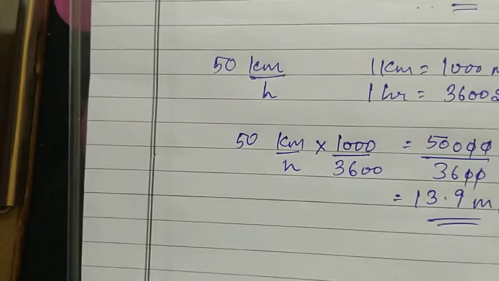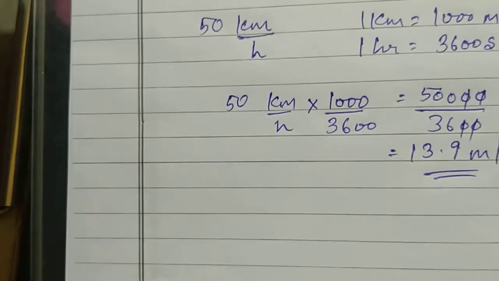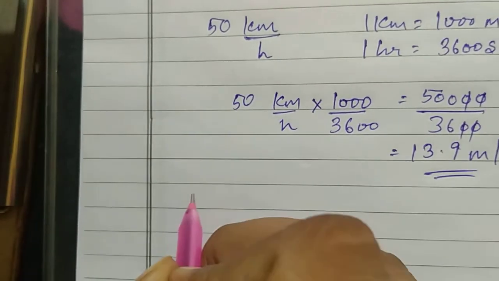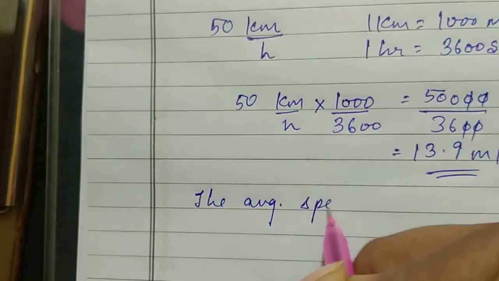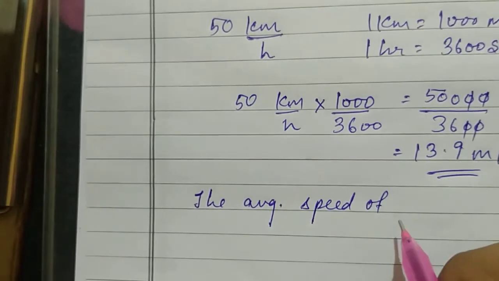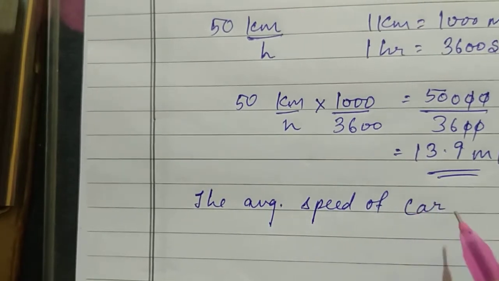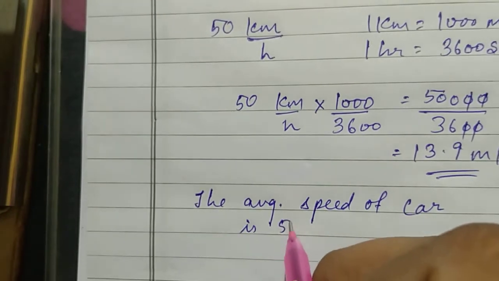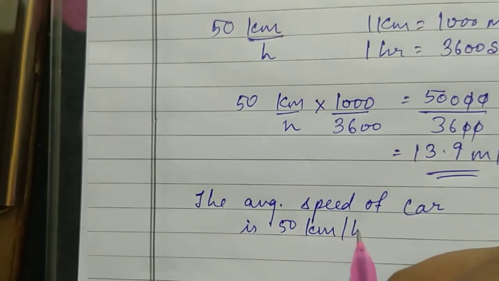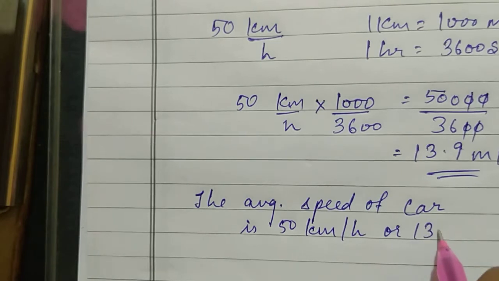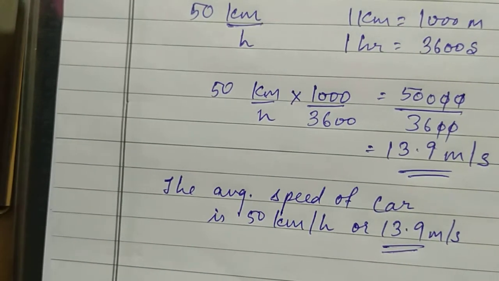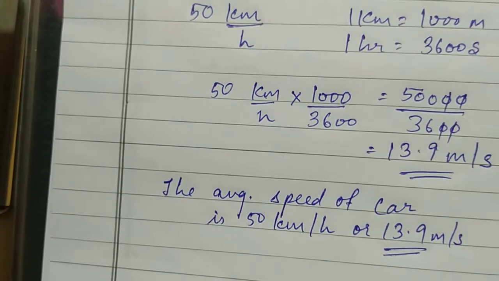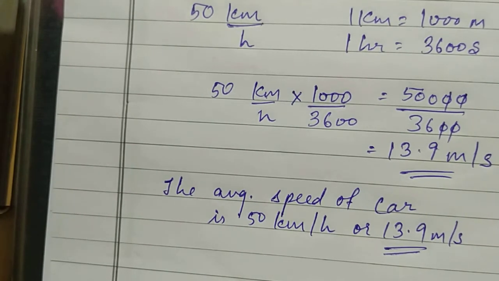So at the end, after this you have to write at the end the average speed of car is 50 kilometer per hour or 13.9 meter per second. Okay, this conversion, if it is told to you, then only you do, otherwise leave it. Okay, there is nothing you have to do compulsory.